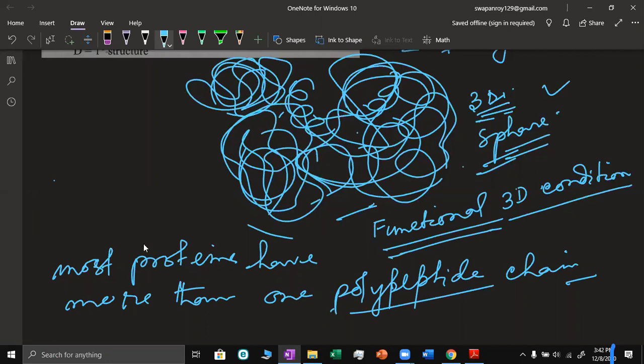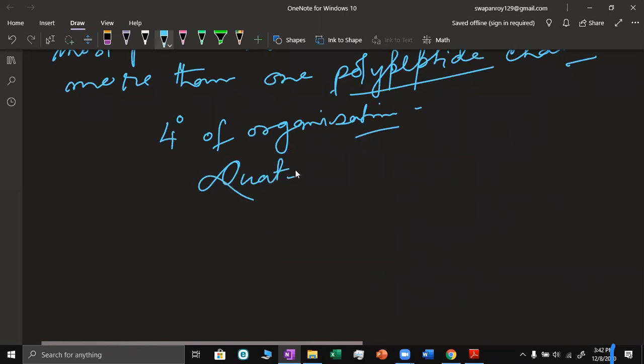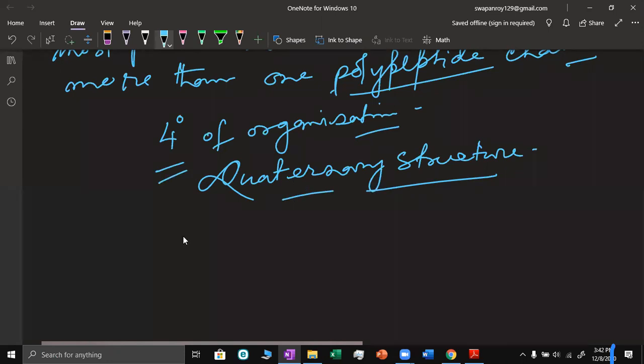And when that happens, that is the fourth degree or fourth level of organization, and that is called quaternary structure. So primary, secondary, tertiary, and quaternary structure, or fourth level of organization.